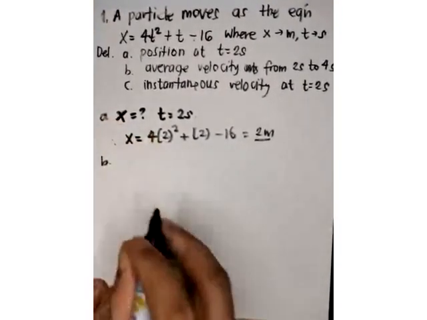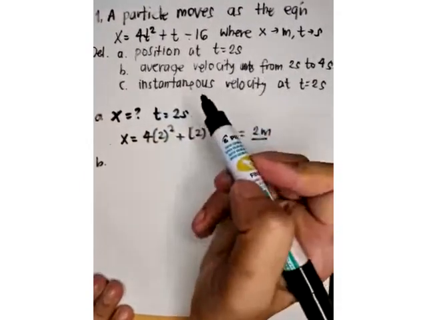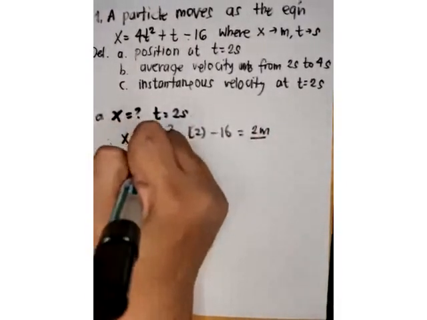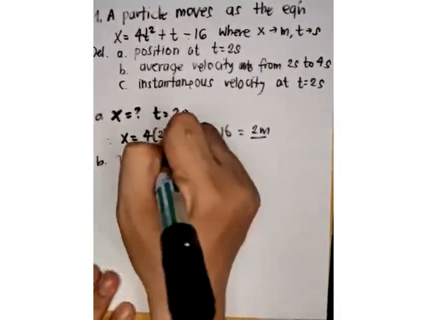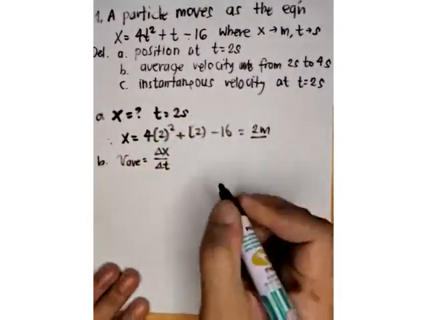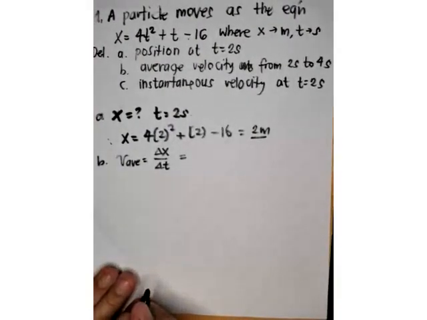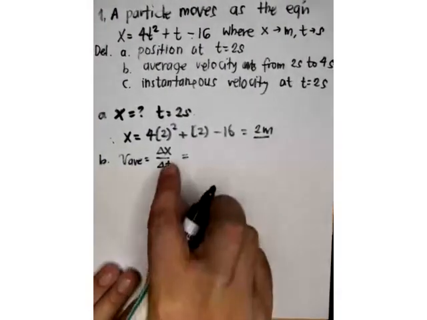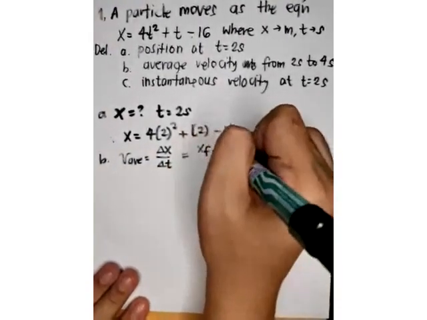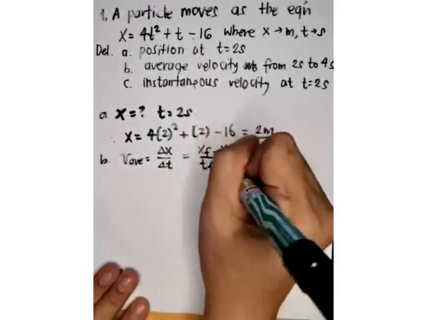Letter B. What is the average velocity from 2 seconds to 4 seconds? Okay, yung average velocity natin, that's V average. So that's equal to delta x over delta t. So that's equal to x final minus x initial over t final minus t initial.